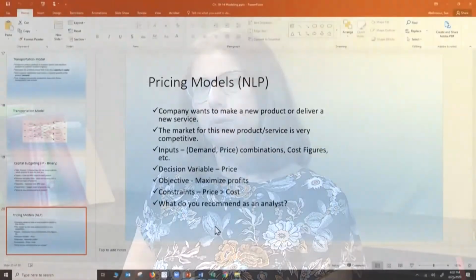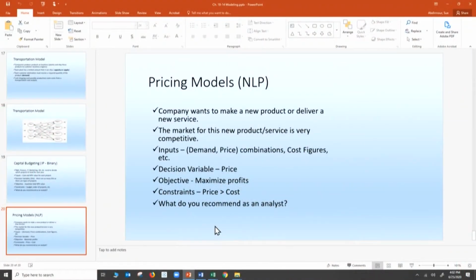Hello class, we're on our last type of optimization model for the prescriptive module of the analytics class. This model is the most difficult of what we have covered so far, and it's called nonlinear programming, NLP.